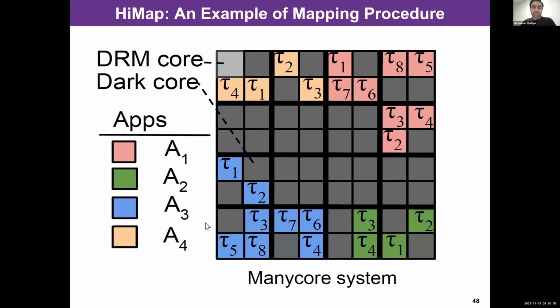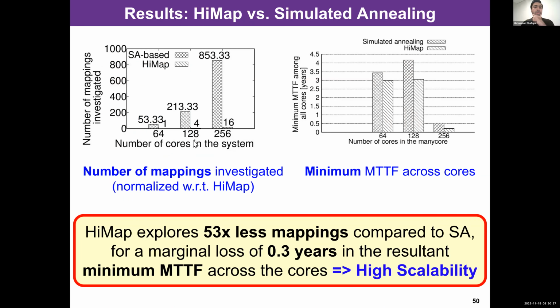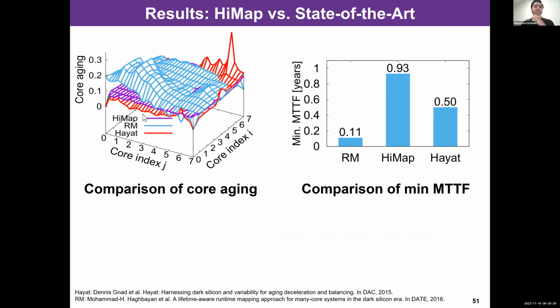So in this figure, you can easily see that, for example, the application A3 has different tasks. They are assigned to one big cluster, and these are close to contiguous, but there is still some patterning. And the A1, for example, in the top right corner, has internal patterning there. So this gives a better trade-off between Hayat and the contiguous approach.